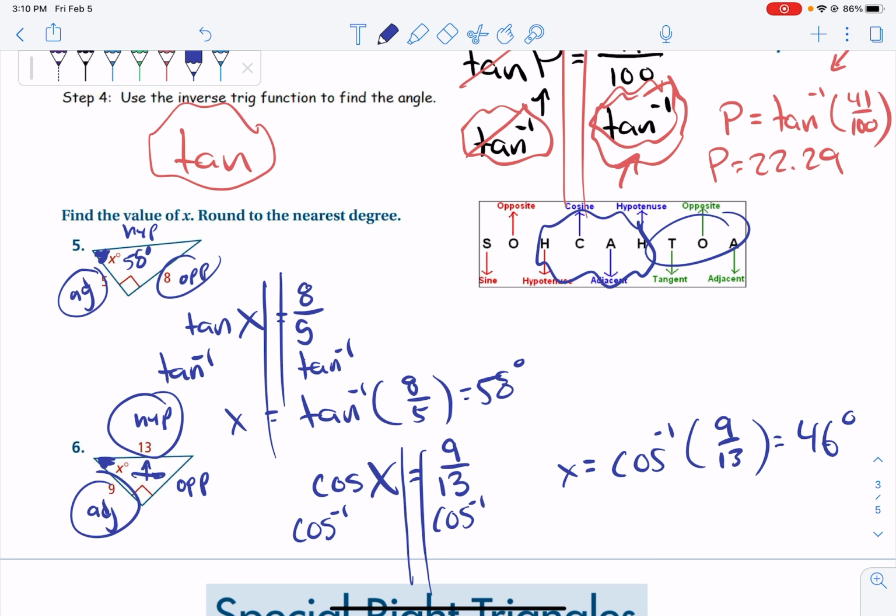So sine, cosine, tangent can help you find the sides of the triangle, and it can also help you find the angles of a triangle.